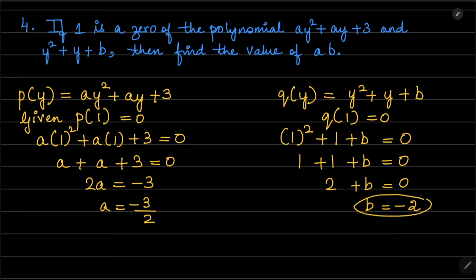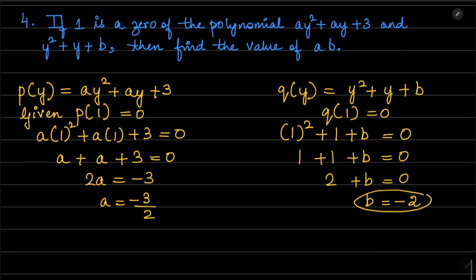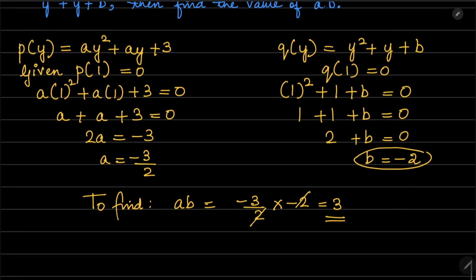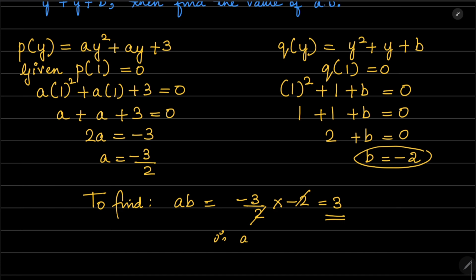Correct? Now, once you've got a and b, what do you have to find? AB value. So, to find AB, what is a multiplied by b? A is nothing but minus 3 by 2 multiplied by minus 2. Minus minus gets cancelled. The answer is plus 3. Right? AB answer is equal to 3. So therefore, your final answer AB is equal to plus 3.